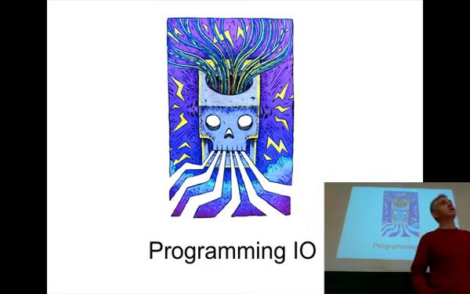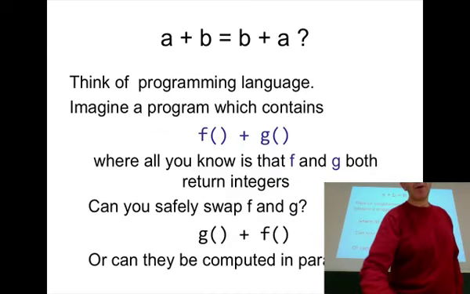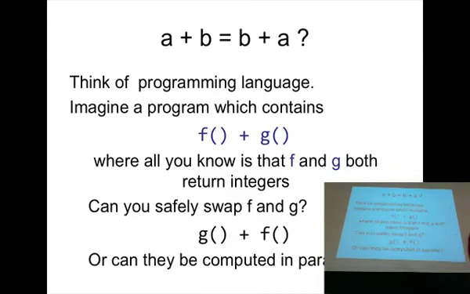So today's lecture is about how to interact with the outside world. How does a Haskell program talk to the rest of the world? I want you to think about something for a minute, and that is whether A plus B is equal to B plus A. Let's suppose we're talking about numbers here, some reasonable kind of numbers. It's a mathematical property that we expect to be true.